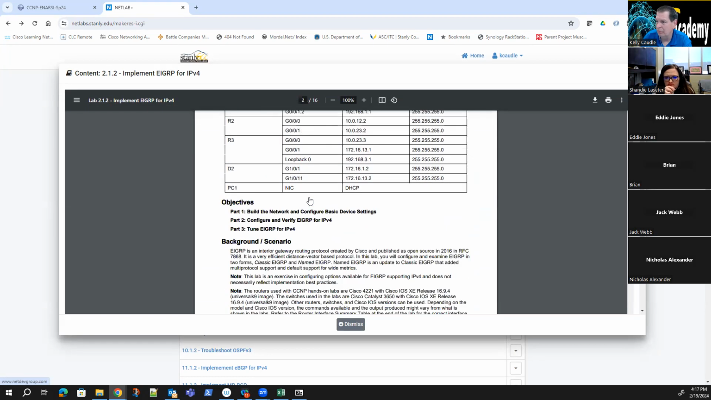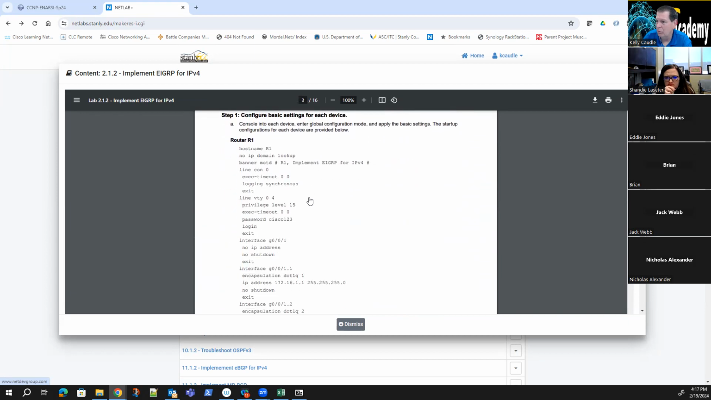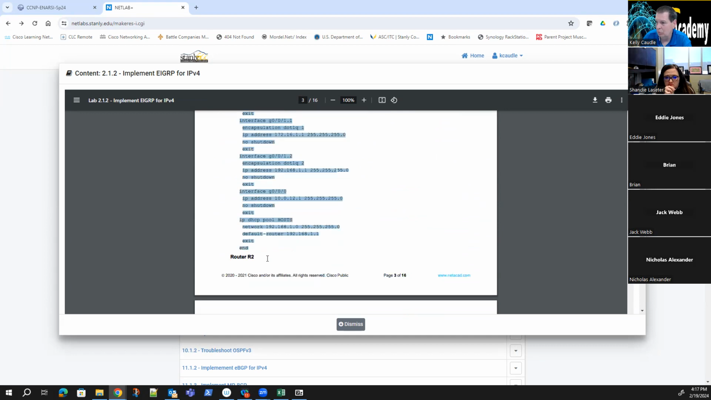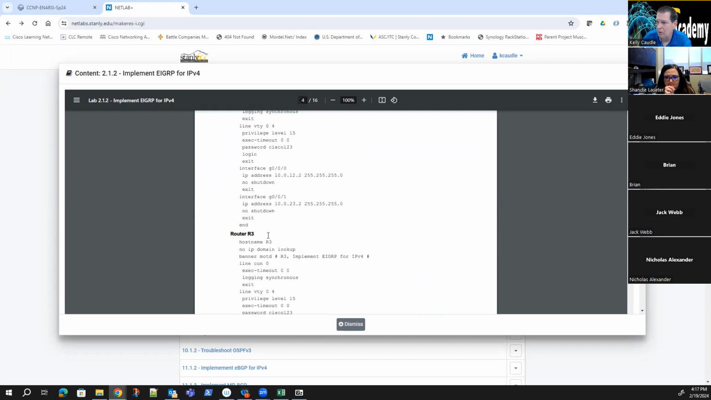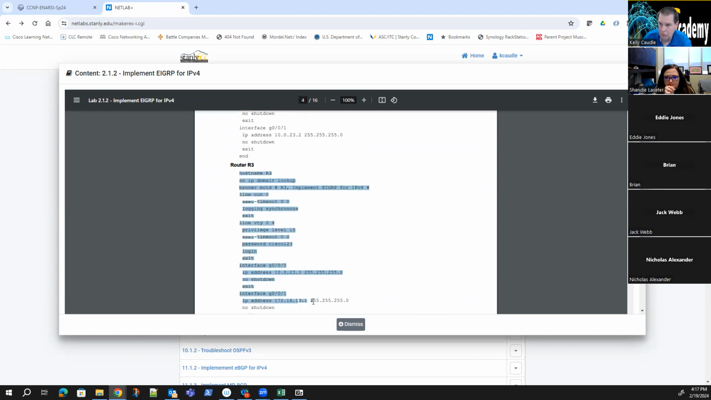So this is just a configuration. You can copy and paste these in. You don't have to type that in. So don't sit around and type all that stuff in, just copy and paste it into NetLabs. Go config T, copy this, and dump it in when you're in there.